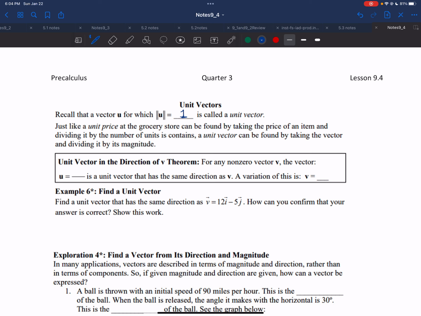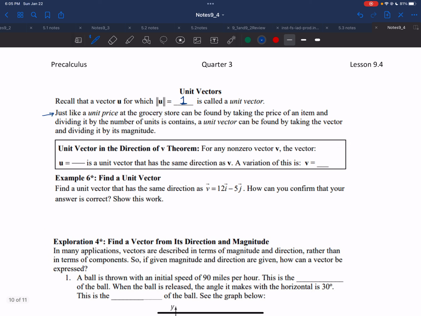Okay, so they have an example here, just like a unit price at the grocery store can be found by taking the price of an item and dividing it by the number of units it contains. So if it has like 10 servings, you can take the total price of that box and divide it by the number of servings, and it will tell you how much one serving is. A unit vector can do the same type of thing. Each of these that we're going to talk about is, say, a box of cereal, and we're going to divide it into its portion size so that we can figure out what the unit vector component is.